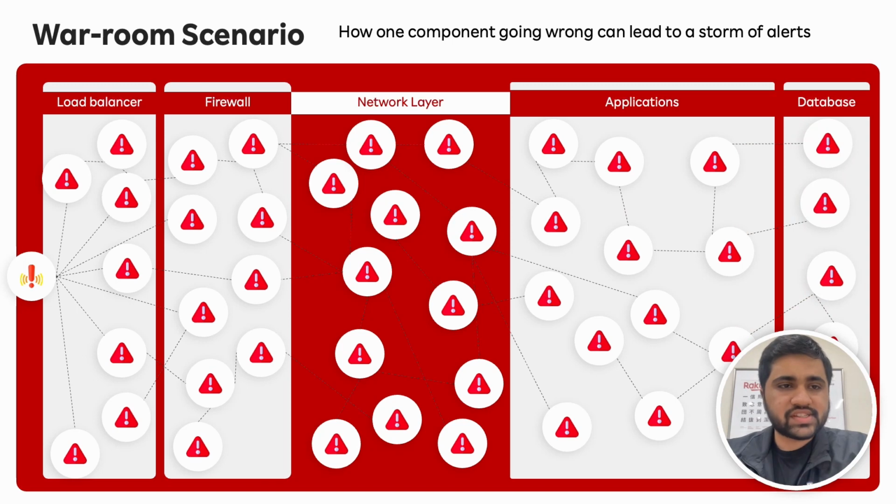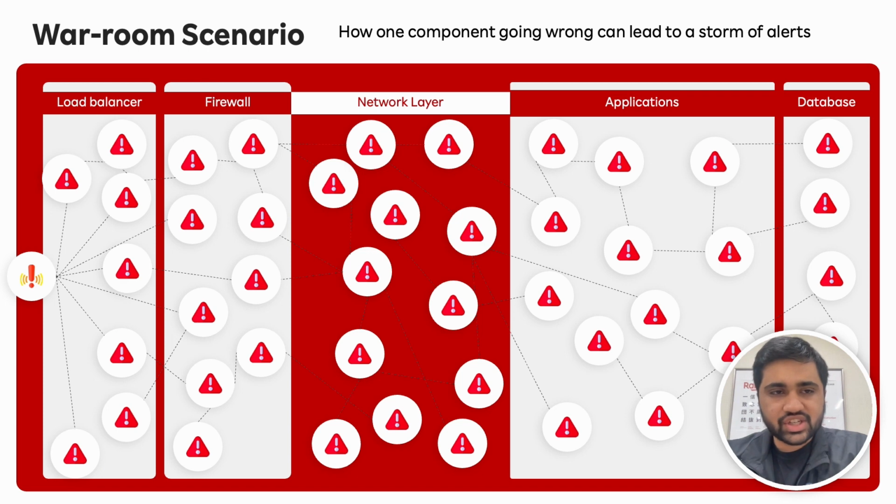All right. So in this slide, you can see that we're painting a classic war room scenario where one particular component has gone bad, which you can see on the left-hand side of the screen. And that is leading into a storm of alerts. You can see that there are a couple of alerts on the load balancers, on the firewall, on the common network layer, which the applications, database, firewall, and load balancer are on. You can also see that there are many alerts on the applications or the services as well. And of course, finally, alerts on the database as well. So just one component going wrong can lead to a storm of alerts, and that can lead to a huge number of tickets for your SREs to sift through and solve and isolate the core issue of what is actually going wrong and where the problem is and how to fix it.